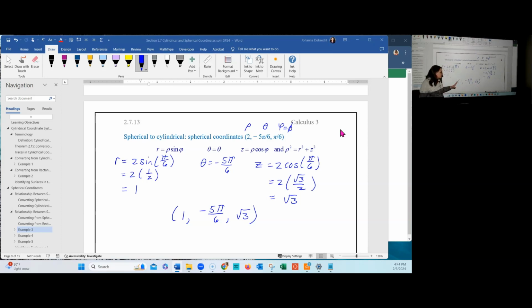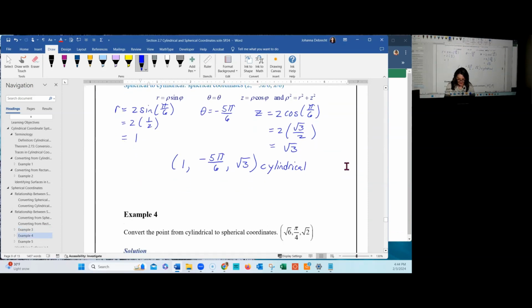Notice that there's nothing to indicate in any of these which coordinate system you're in. You have to be told, or you have to write a note so that you know which system you're now in. This answer is now in the cylindrical system.